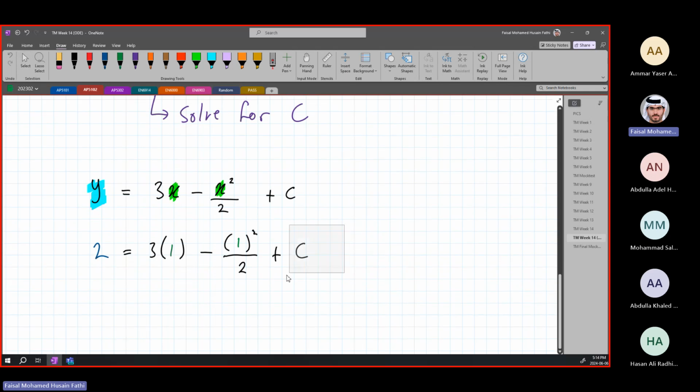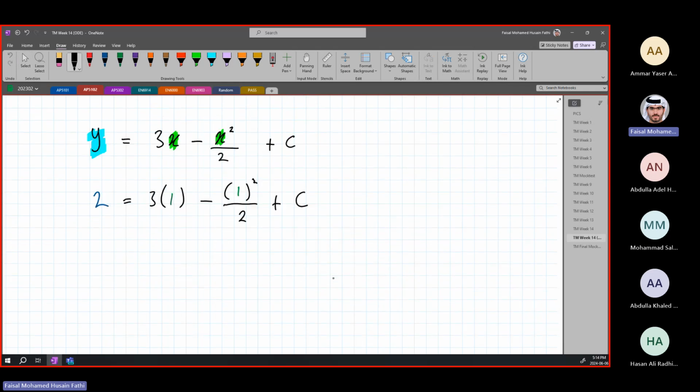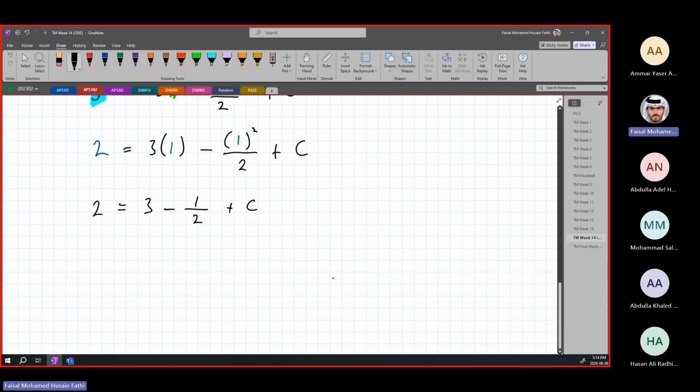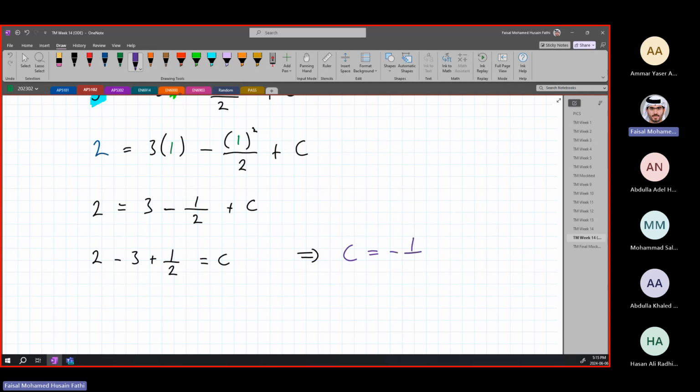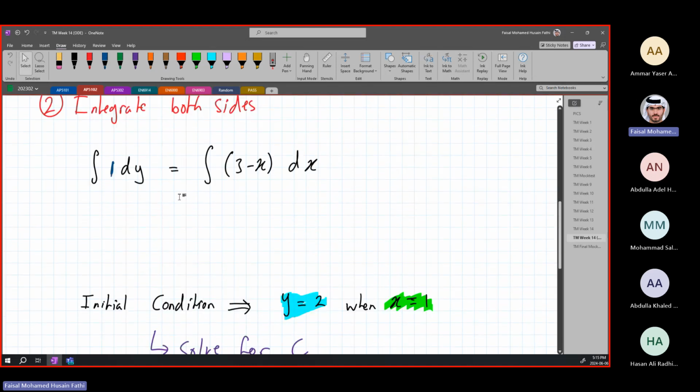And now you can solve for the value of c. So you're going to have 2 is equal to 3 times 1 is 3, minus 1 squared is just 1, over 2 plus c. Take everything to the other side. You will have 2 minus 3 plus half is equal to c. Meaning our c is equal to 2 minus 3 plus half, which is minus half. Okay? And now you can plug back the c into the original equation that we solved for.